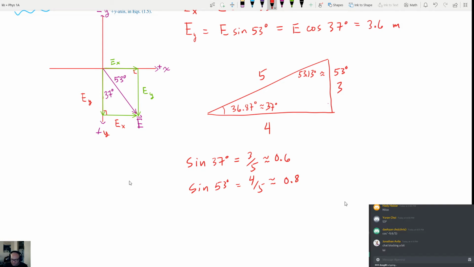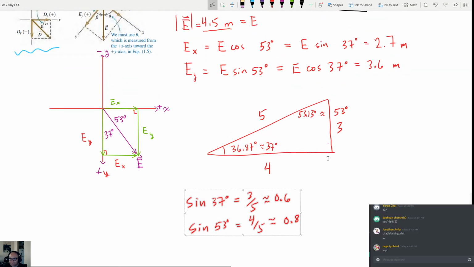Let me see. How close is it? If I do cosine of 37, you get 0.798. That's really close. And if you do cosine of 53, you get 0.601. So they're really, really close. They're close enough, in fact, that commonly when we're doing these problems, I will just use these as identities. Okay? All right. Any questions?